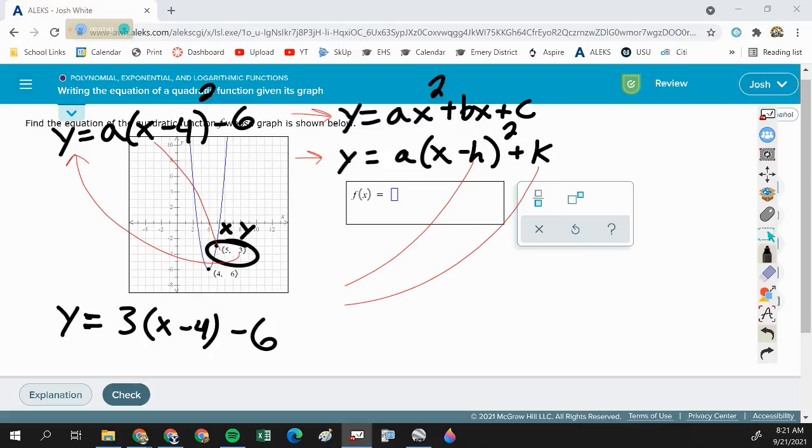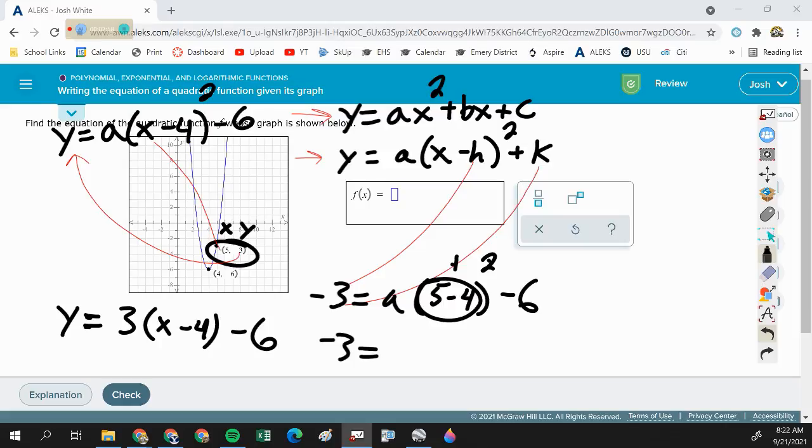So let me do it. So -3 is equal to a times 5 minus 4 squared minus 6. This becomes 1, and 1 squared is 1. So I get -3 equals 1 times a minus 6. Add the 6, and we get a equals 3.